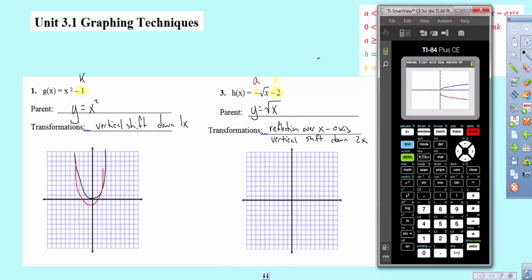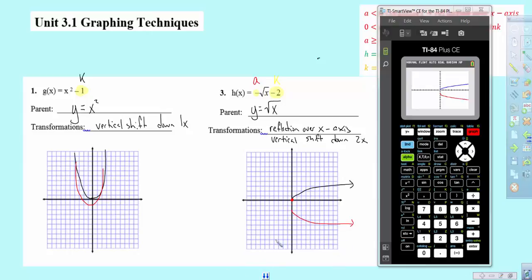So we take a look at that and say, okay, our parent function, I'll do it in black right here, basically looks like that. That's the standard function. That's what the square root of x will always look like. When we transform it, we're going to take this point right here, or any point on this line, but the easiest one is the one right there in the center. We're going to move him down 2 times, and then we're going to reflect him over.